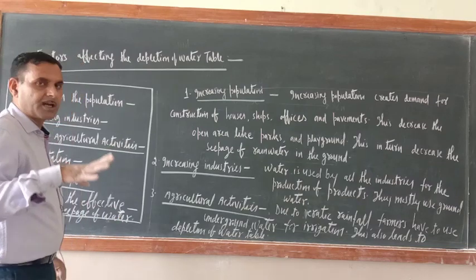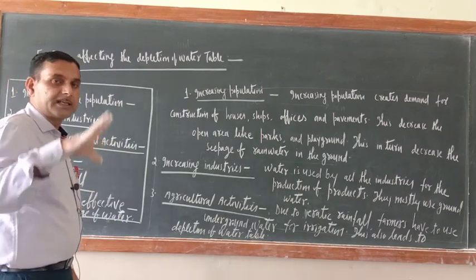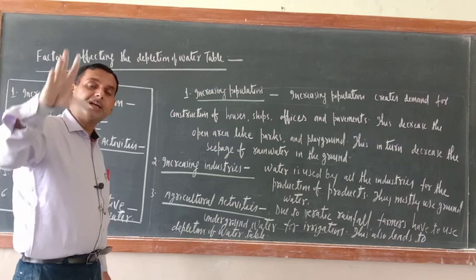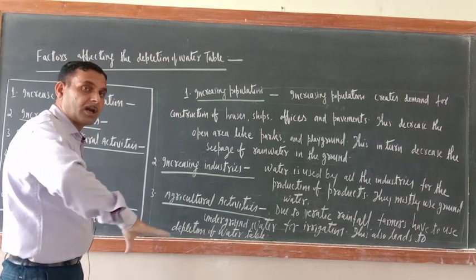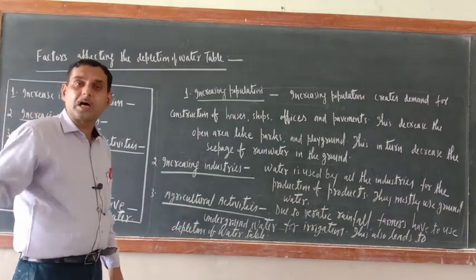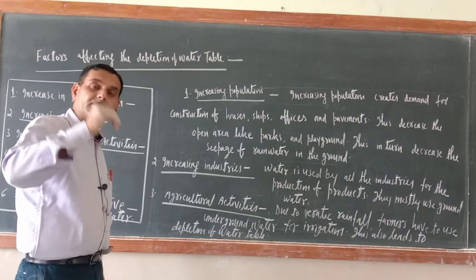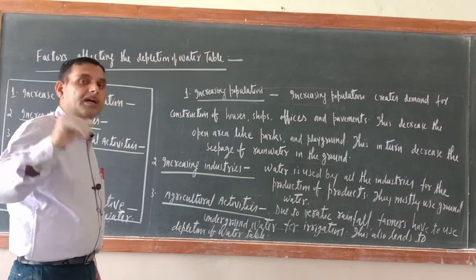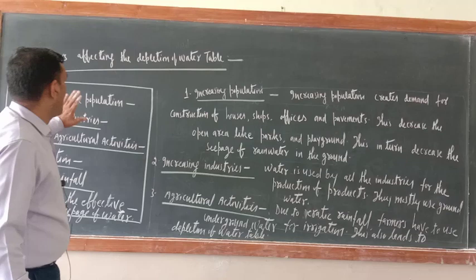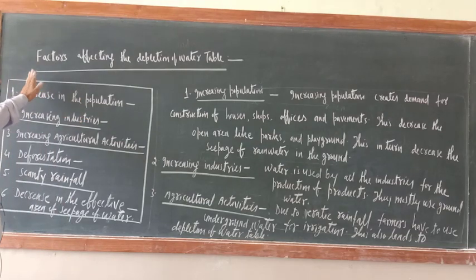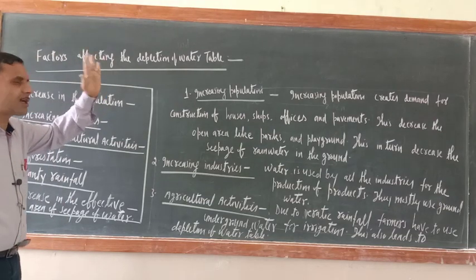So to recharge the groundwater, what is needed? Sufficient rainfall is needed. Not only sufficient rainfall, open area should also be there, then only water will seep slowly to the groundwater. So today I am going to teach you the factors affecting the depletion of water table.